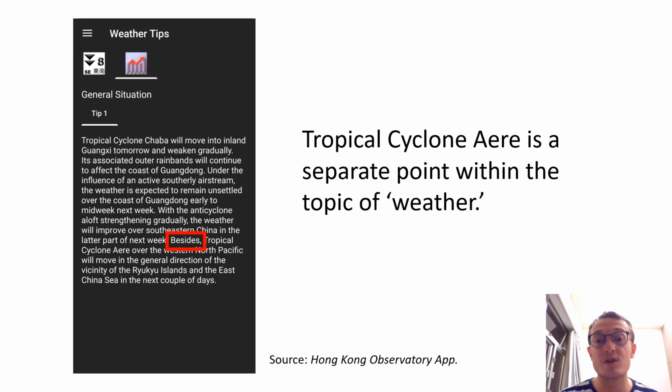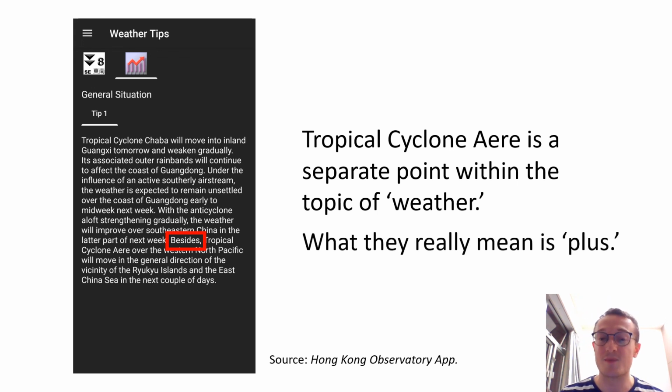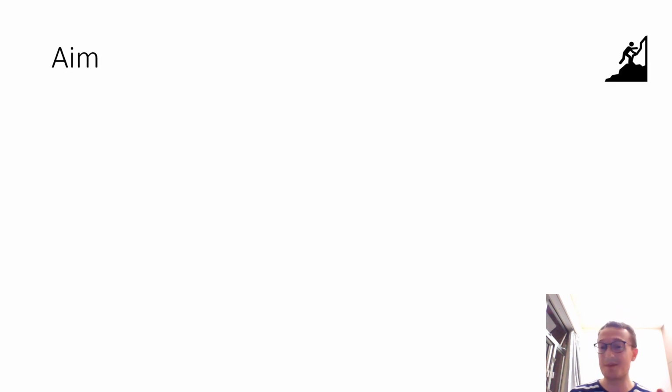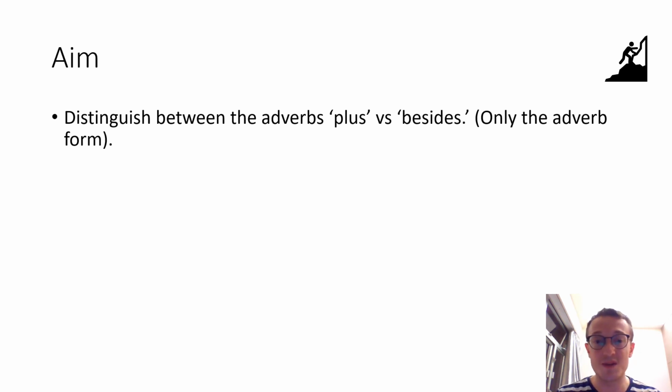The reason why they cannot use besides to do this is because when you use besides, the point has to be related and it has to support the original point, which in this case it doesn't. In this case it's a separate, additional, unrelated point, and therefore they should use plus and not besides. So yes, what they really mean here is plus. So let's recap on the aim of today's lesson. The aim of today's lesson was to distinguish between the adverbs plus versus besides, only looking at the adverb form.